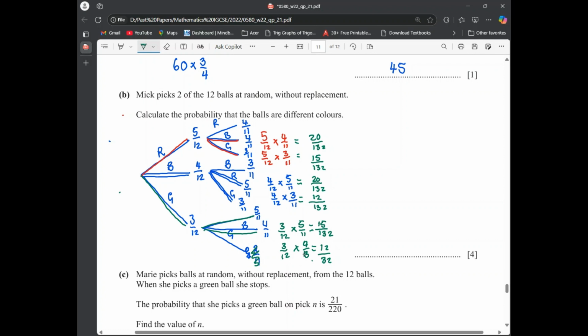It's 4 out of 11. Okay, that should be 4 out of 11. That was green there, which is 2 out of 11. Right. And then after we have multiplied and got those results, we then have to add them all up. And our final answer is 47 out of 66 times he will pick.